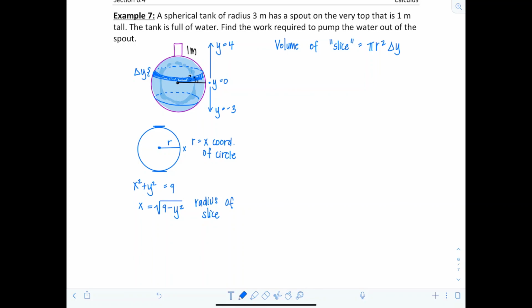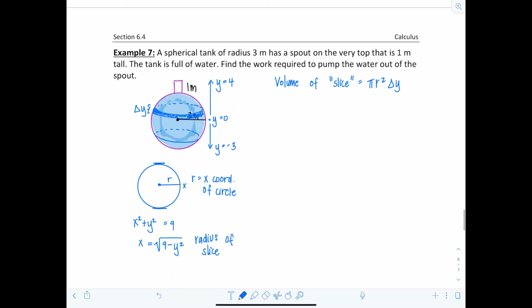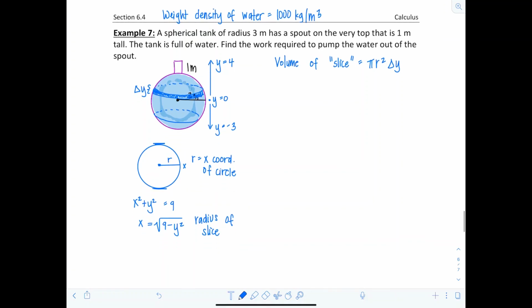So as you take slices at different heights y, the radius is equal to the square root of 9 minus y squared. Okay, we also need to use the fact that the weight density of water is 1,000 kilograms per meter cubed. Okay, so I have the volume of a slice of water, that would be in meters cubed. Its mass now would be 1,000 pi r squared, so that would be 9 minus y squared, dy kilograms.